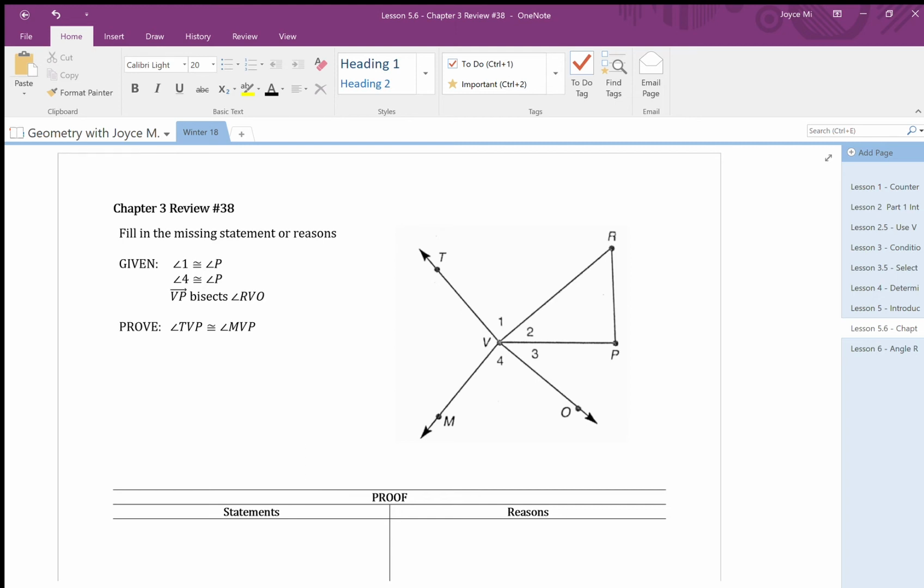Hi, in this lesson, I'm going to go over Chapter 3 review question number 38. This question is requested by a student.